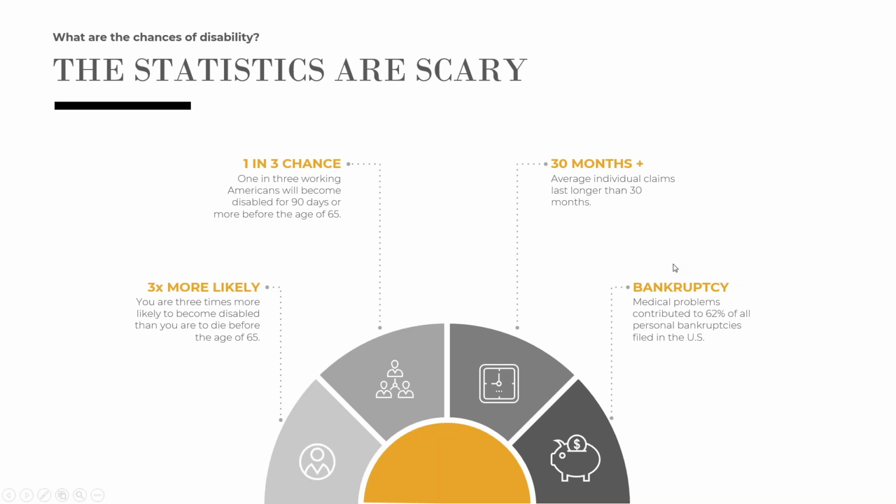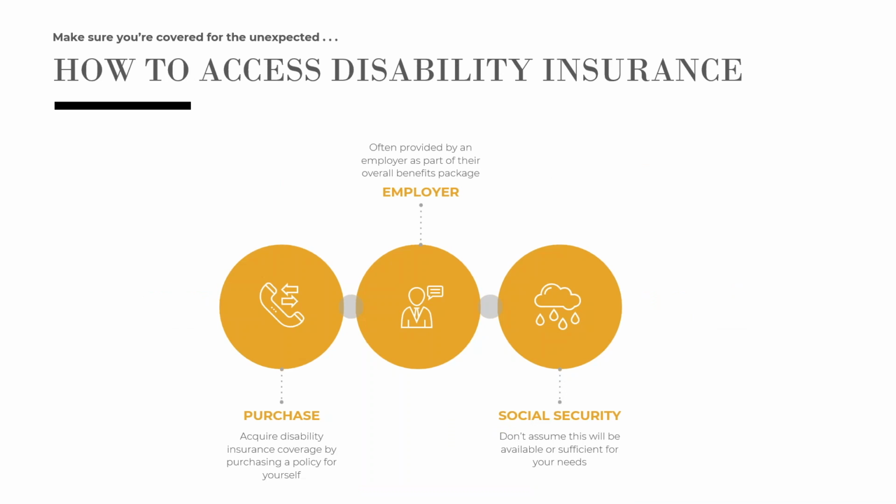Again, the statistics are a bit scary. You're 3 times more likely to become disabled than you are to die prematurely. You have a 1 in 3 chance of being disabled for 90 days or more before the age of 65. The average disability, again, is 30 months. And medical problems contribute to 62% of all personal bankruptcies in the United States. That's craziness. You can protect that with a properly focused and designed disability program.